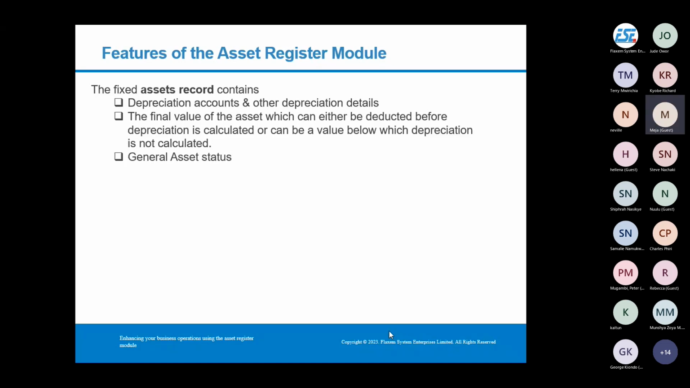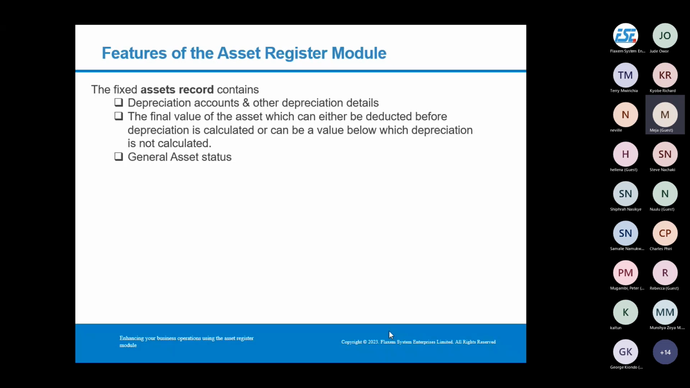Also, you can capture the final value of the asset. This can be either the value before depreciation or the value below which depreciation is not calculated. Let me say this can be the scrap value. You can decide to capture that so that when you do your depreciation, it will subtract the scrap value.